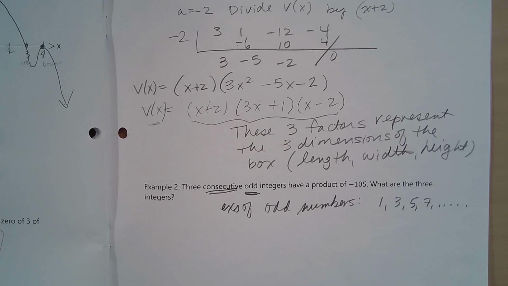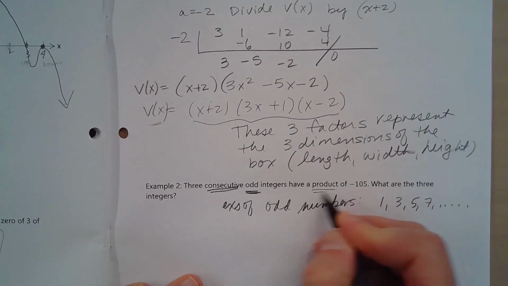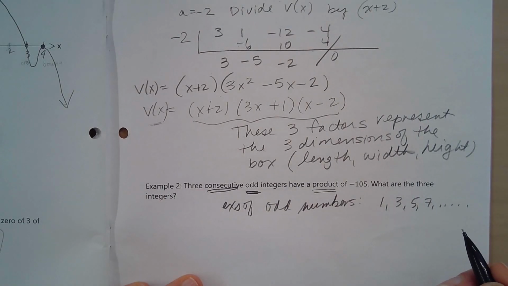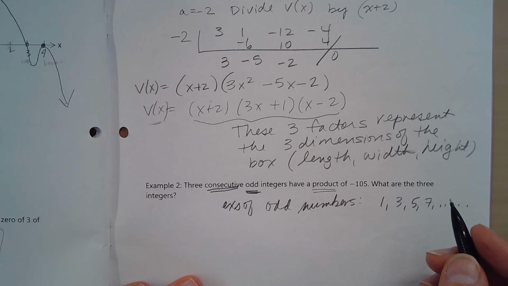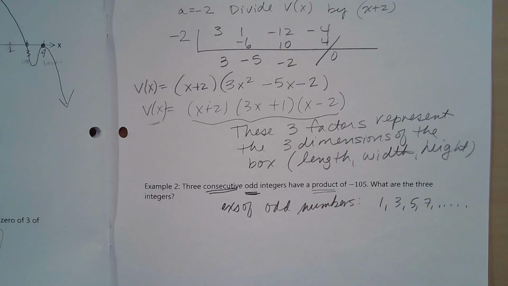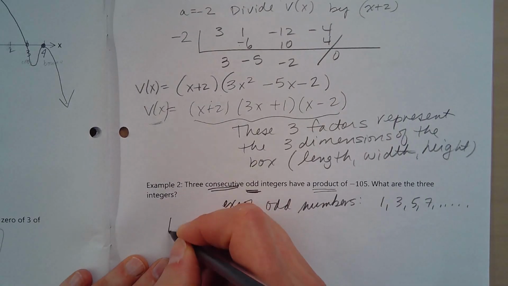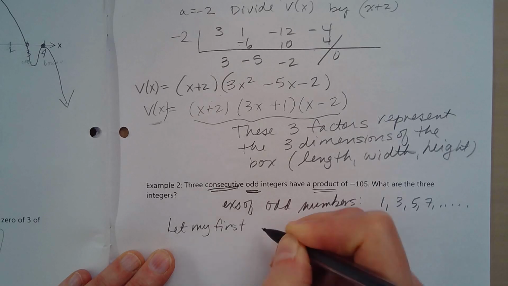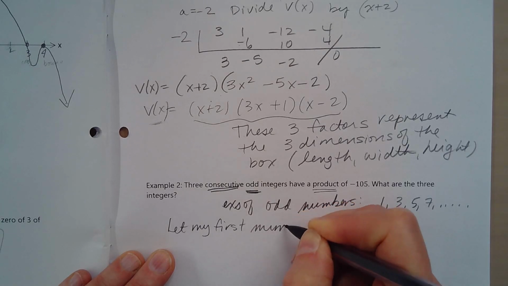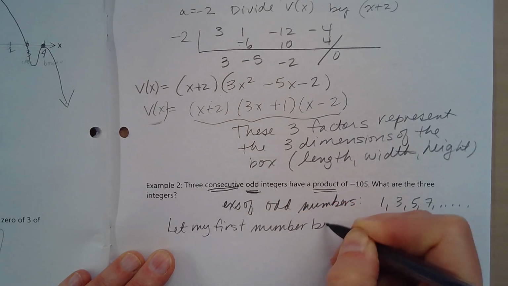I don't know any of the numbers yet, but I know they follow each other in an odd pattern, right? And I know the product. And what does product mean? The result, I think. Multiplication, right? The product is the answer in a multiplication question. So I have to start somewhere. I would say let my first number be x.